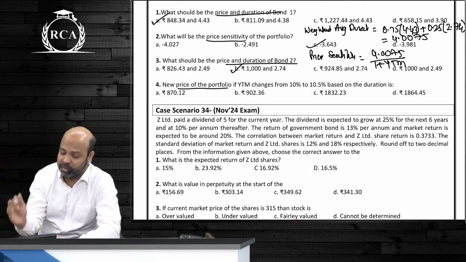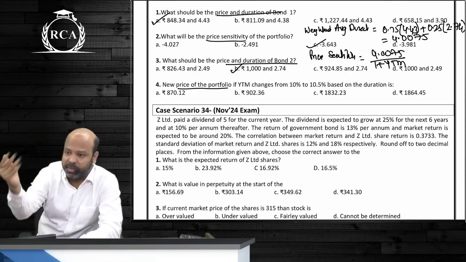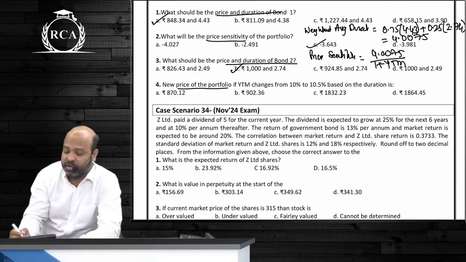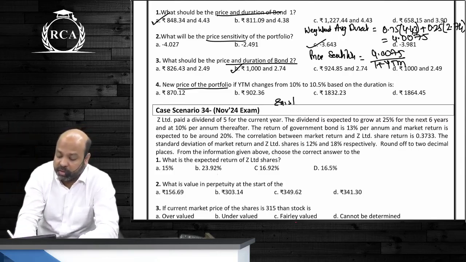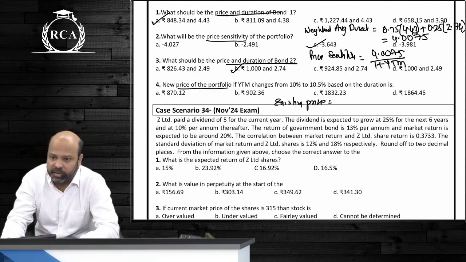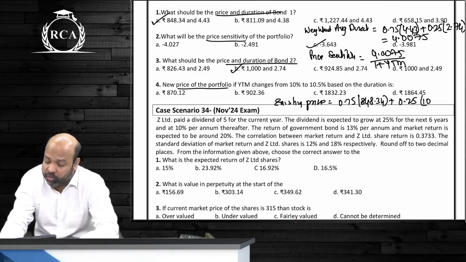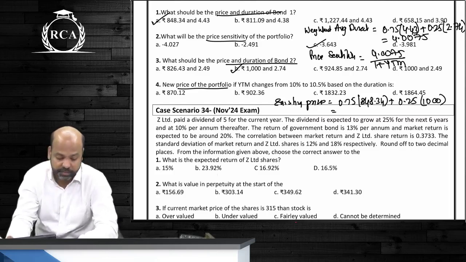All of you stop writing for a minute, guys. ऐसा bit कभी नहीं आया. New price के लिए आप to first compute existing price. But existing तो दो bonds है ना sir. आप to compute weighted average price. 0.75 of 848.34 plus 0.25 of 1000. How much will be the existing price?